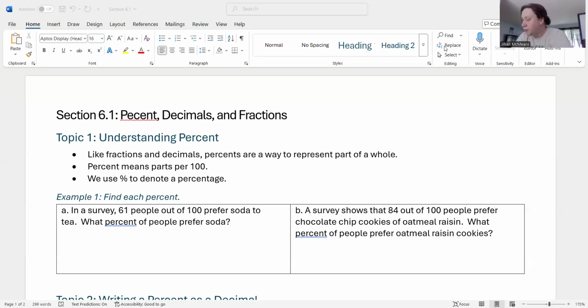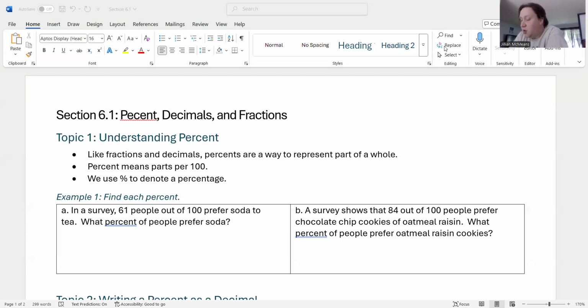Okay, in our next chapter, we are going to start our talk about percents. In this first section, we're going to look at the connections between percents, decimals, and fractions because, in a way, they all do kind of the same thing. They all represent part of a whole. Now for topic one, it's just understanding what is a percent.